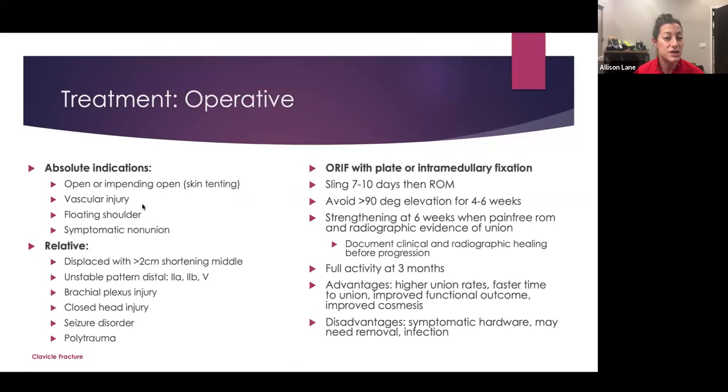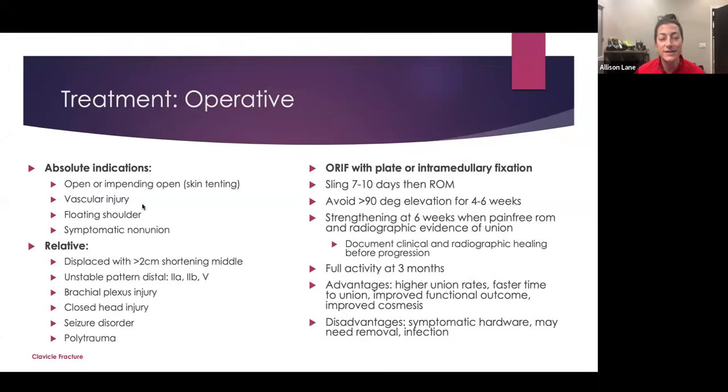So absolute indications for operative management: we're going to consider open fractures or impending open fractures, so that's skin tenting. If they have a vascular injury, that floating shoulder we were talking about, or symptomatic non-union, as I had just mentioned. And then otherwise, the more relative ones are those injury patterns we talked about earlier. Brachial plexus injury is one of those. That one's actually relative, rather than what you would think, that it's going to be an absolute.